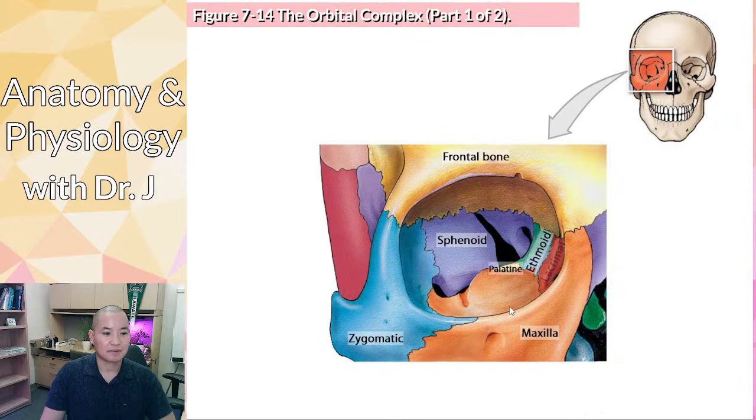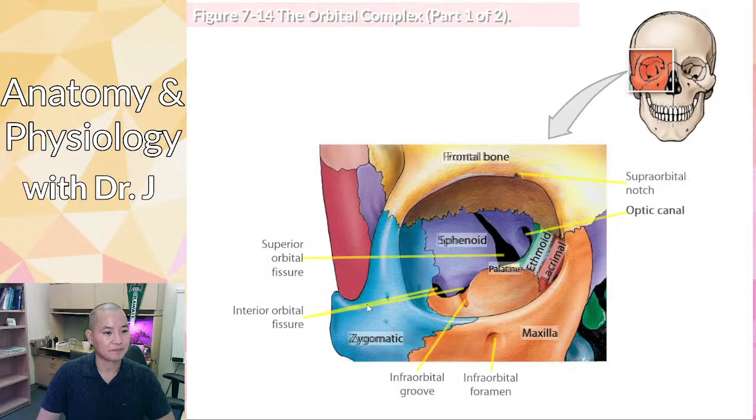And then you also have the palatine, ethmoid, and lacrimal. These are the hardest ones to see, but they are part of that smooth surface that houses the eye. Especially the palatine, that one is tiny, but it's there. So these are the 7 bones that form the orbital complex that surrounds each eye.